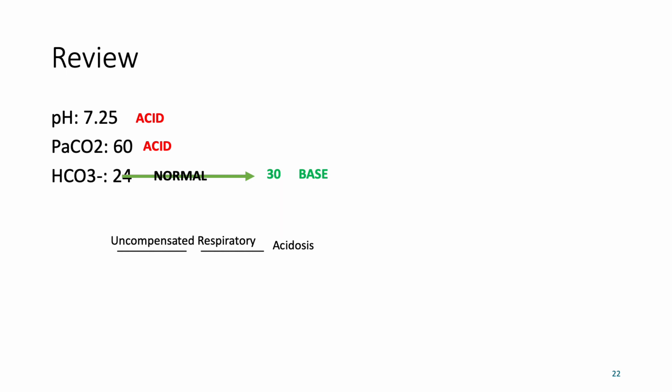Notice that the pH is still abnormal. It's still less than 7.35, so we only have partial compensation. So this new ABG would be partially compensated respiratory acidosis.